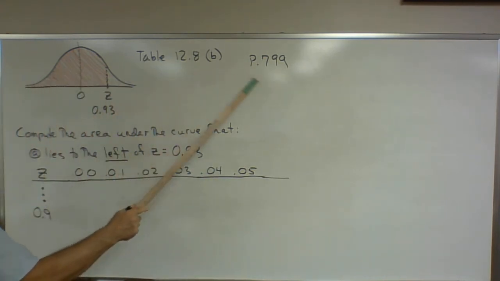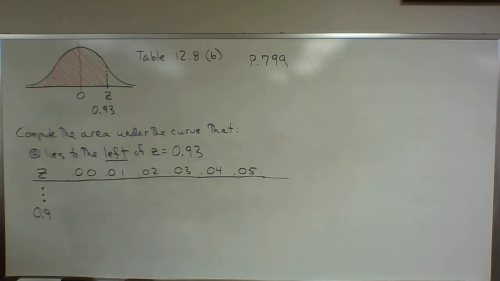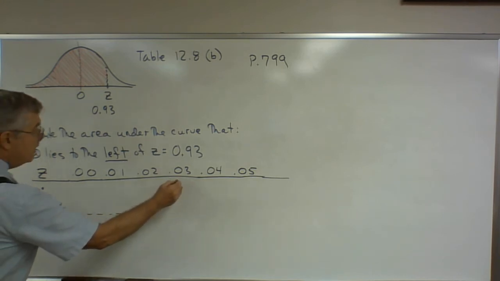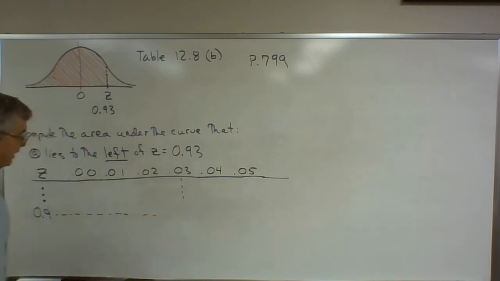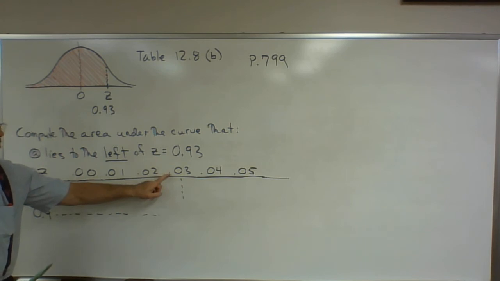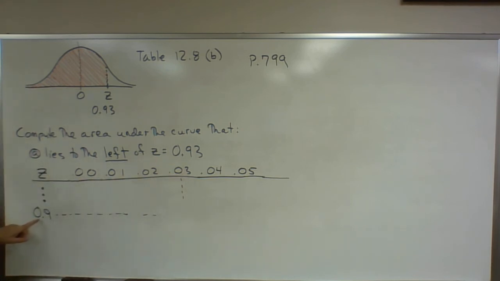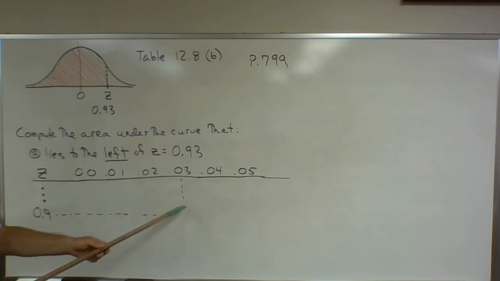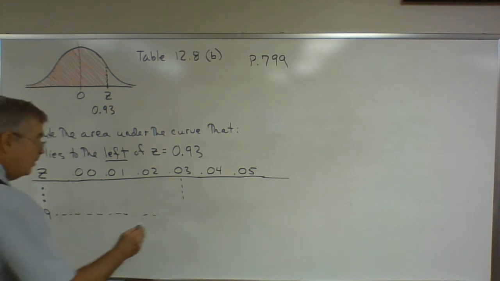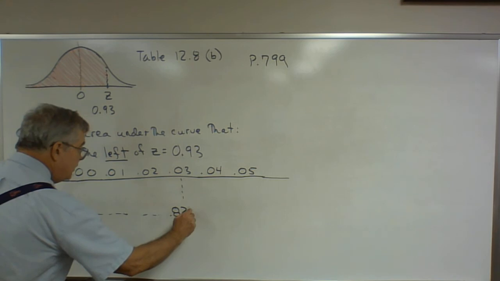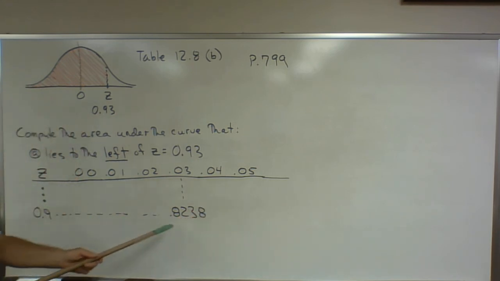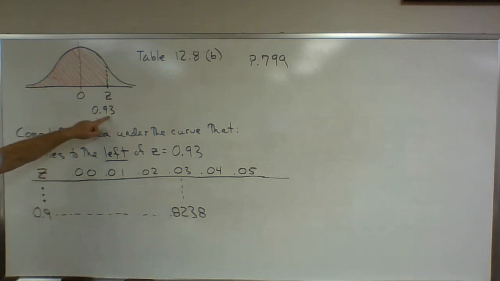We go to the table on page 799, the one that looks like this, and we go to the column headed by Z until we hit the row headed by 0.9. And once we hit the row headed by 0.9, we go right until we hit the column headed by 0.03. That's going to give us 0.93. And in the row headed by 0.9 and the column headed by 0.03, we should see this number, 0.8238. This is the area under the curve to the left of 0.93.